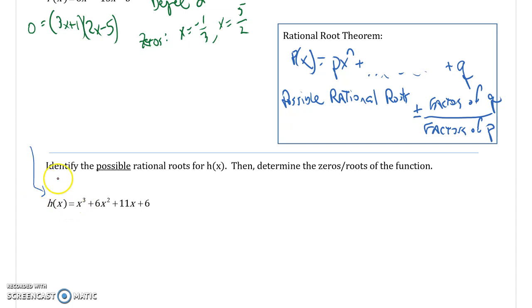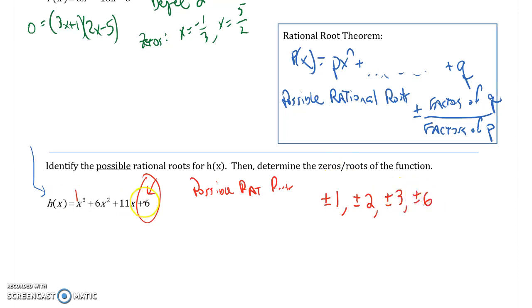If I look at h of x, it's a degree 3 polynomial. My p-value, my leading coefficient, is 1. Well, that's kind of nice. And then my q-value is 6. So what the rational roots theorem says is that the possible rational roots are plus or minus the factors of q, which is our constant. So the factors of 6 are 1, 2, 3, and 6, divided by the factors of 1. Well, the factors of 1 are just plus or minus 1.